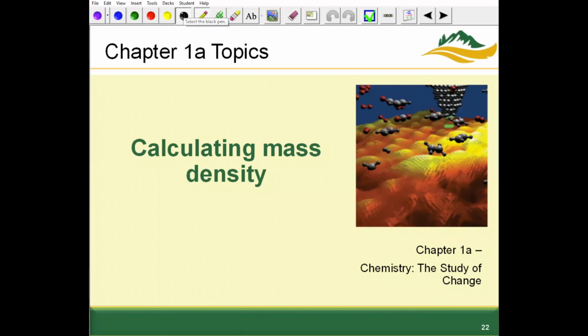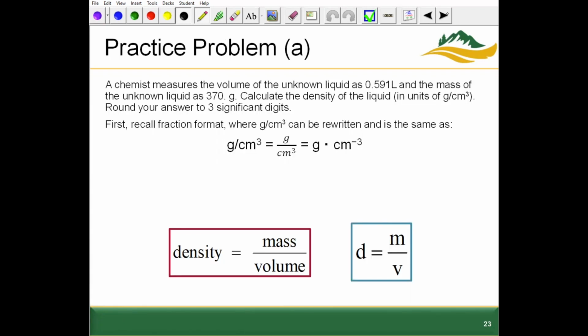The next topic here we talked about at the beginning, so calculating mass density. So we know density can be represented by the symbol rho or d, and density equals mass over volume. So here for this question, we have a volume and we have a mass. We're told to round our answer to 3 sig figs, and we want the density in units of grams per centimeter cubed. Notice that right now the volume is in terms of liters.